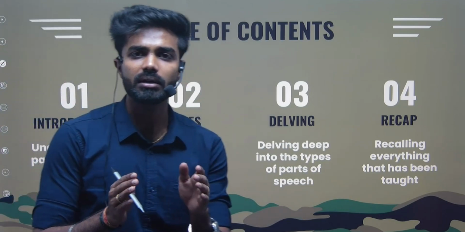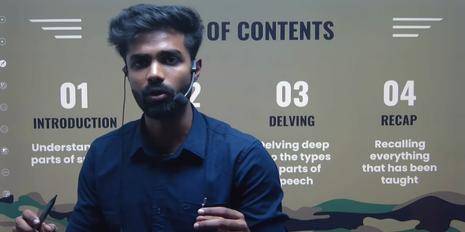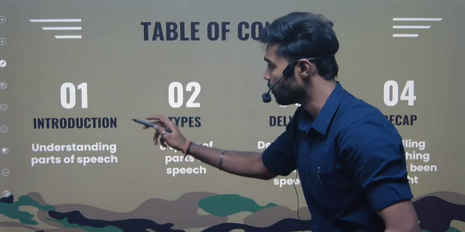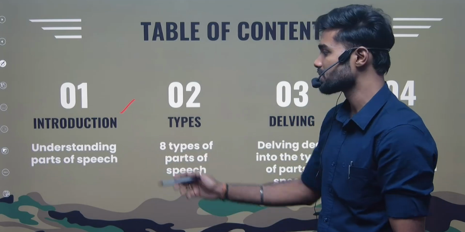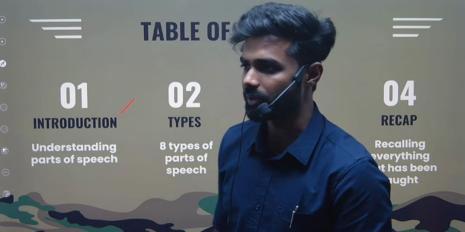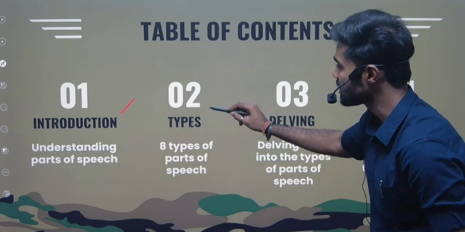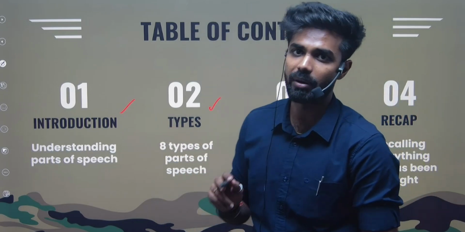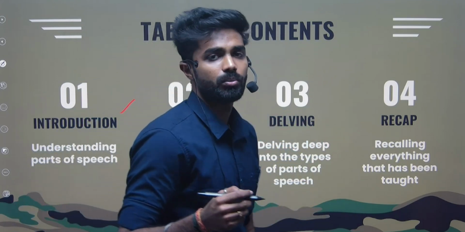I'll give you clarity about what parts of speech are. Let me try to explain it in a simpler form that you will all understand. Alright? So, first, what are we going to do in this class? I'll give you a proper brief explanation about what parts of speech are. Introducing parts of speech to you. Second, types. There are 8 types of parts of speech, starting from noun and ending with what? Interjection or conjunction or preposition, whatever you might call it.